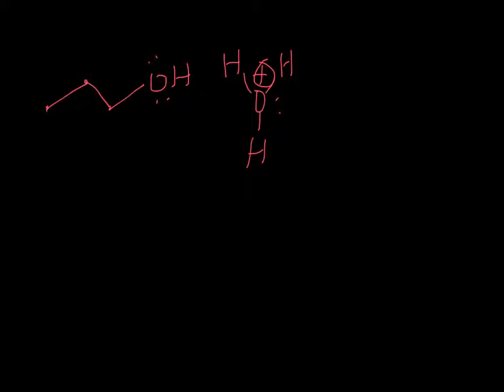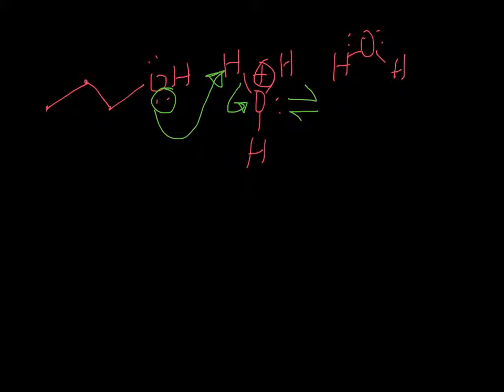The OH. So the first step is identical between E1 and E2. It takes off the hydrogen, the electrons stay behind with the original oxygen. So that way you get a water. And you have this alkyl oxonium ion. So the first step is identical to what we had before. 1, 2, 3.